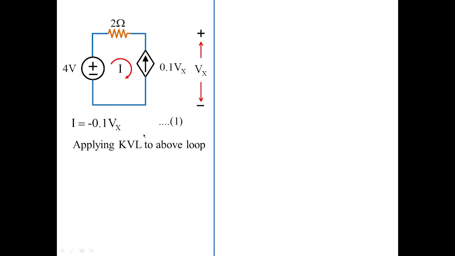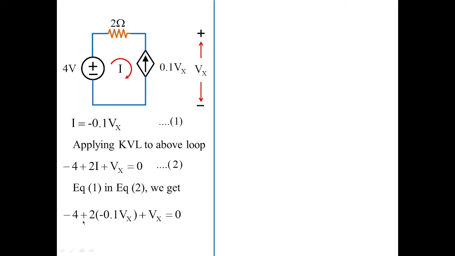Now applying KVL to the above loop, I have voltage 4 volts, I can have a drop across 2, and I have an open circuit voltage across this terminal. So applying KVL to the above loop, minus 4 plus 2I plus Vx equal to 0. This I am framing as equation 2. Once equations 1 and 2 are framed, substituting equation 1 in equation 2, we get minus 4 plus 2 times I, which is nothing but minus 0.1 Vx. Substituting the value, I'm going to get the value of Vx to be 5 volts.